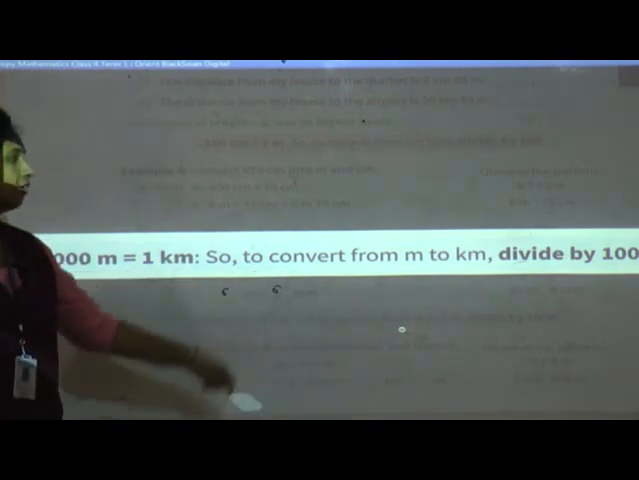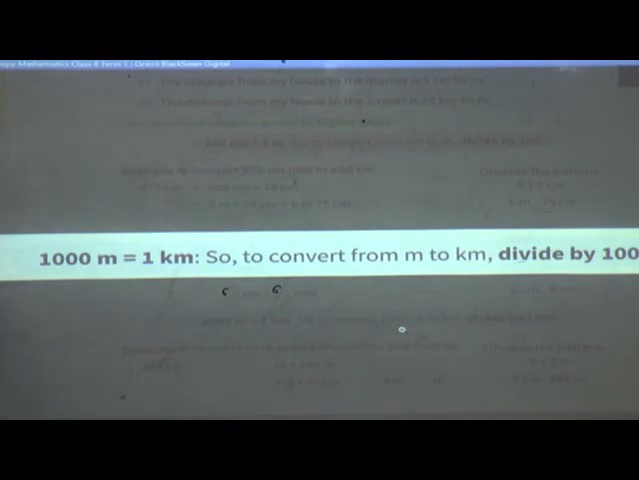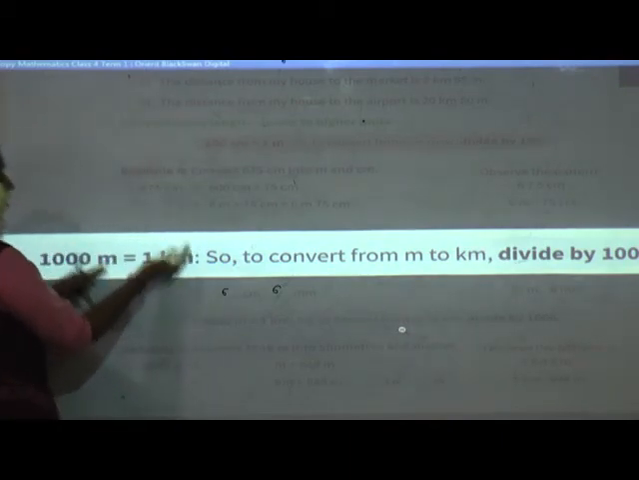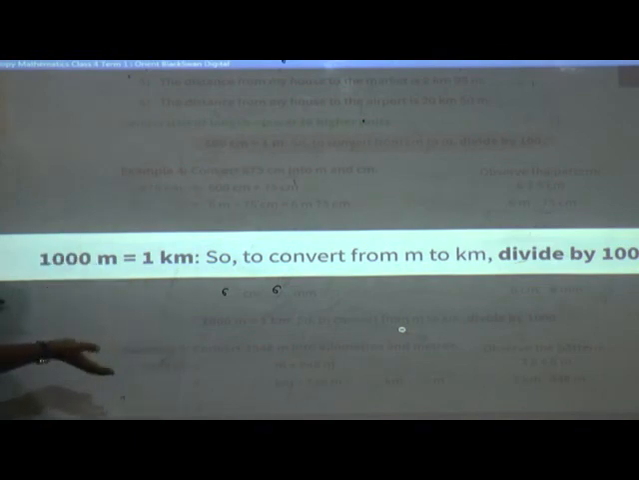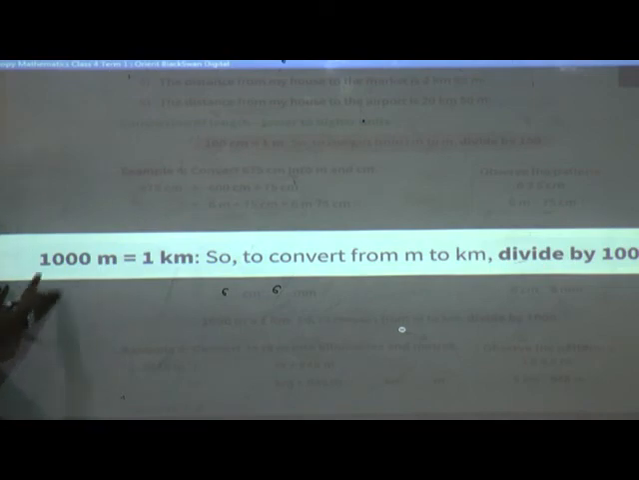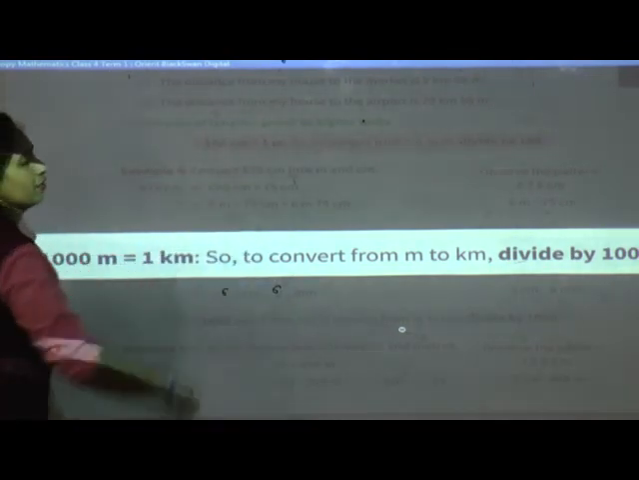The next is what? 1000 meter is equal to 1 kilometer. So to convert from meter to kilometer, divide by 1000. To convert kilometer to meter, we used to multiply by 1000. Now to convert meter to kilometer, what are we doing? Lower to higher. Kilometer is higher. To convert higher into lower, we have to multiply, and when we want to convert lower into higher, we have to divide by 1000.